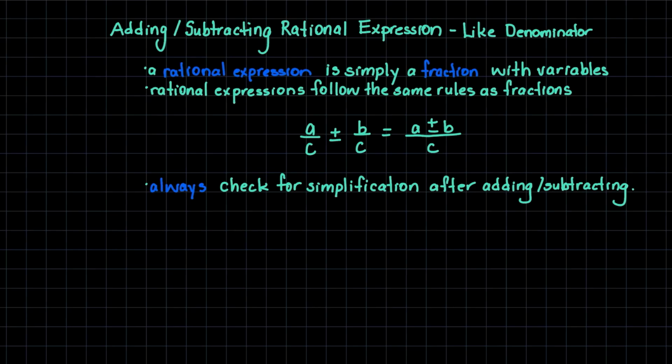When we're simplifying a rational expression, all we're doing is factoring it, just like we factor fractions to simplify. So again, all we're going to do is add or subtract the numerators, keep the denominator the same.